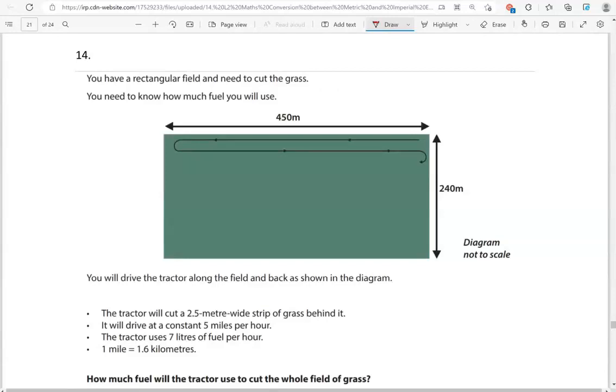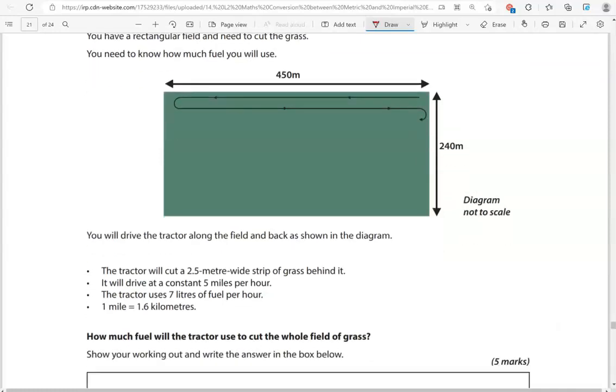You have a rectangular field and need to cut the grass. You need to know how much fuel you'll use. You'll drive the tractor along the field and back as shown in the diagram. The tractor will cut a 2.5 meter wide strip of grass behind it. It will drive at a constant 5 miles per hour. The tractor uses 7 liters of fuel per hour. 1 mile is equal to 1.6 kilometers. How much fuel will the tractor use to cut the whole field of grass? Show your working out and write the answer in the box below.